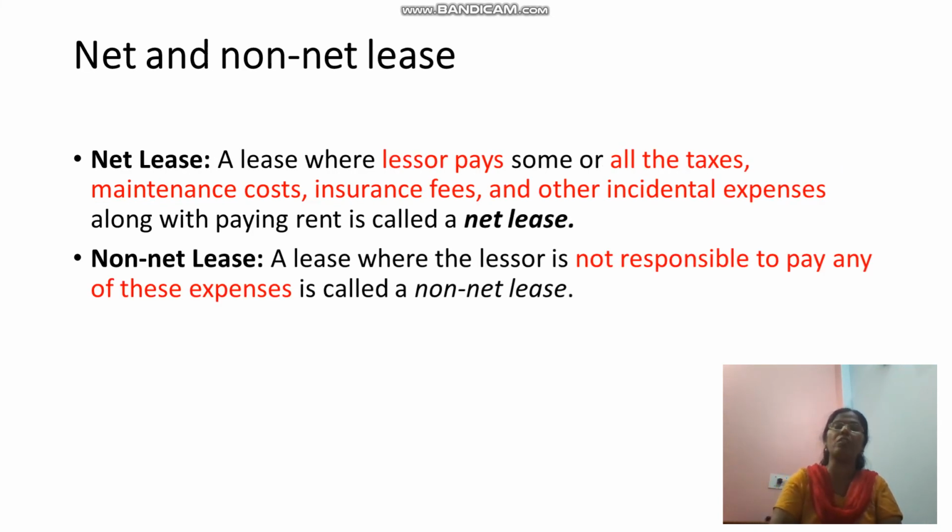Net and non-net lease. In case of a net lease, the lessor pays some or all taxes, including all maintenance and insurance, everything he will pay, along with paying the rent. This is called a net lease. A non-net lease is a lease where the lessor is not responsible for paying any of the expenses.